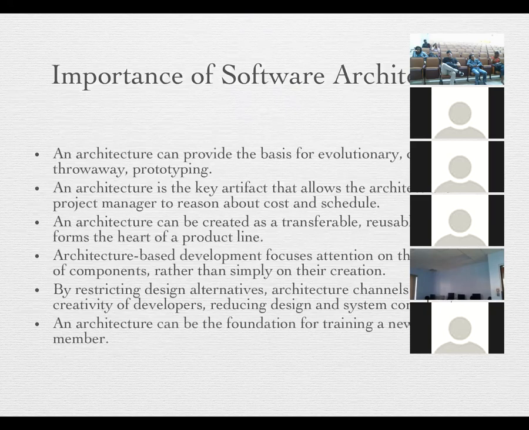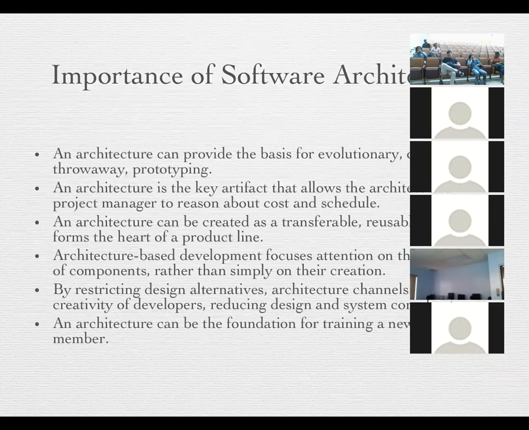An architecture can provide the basis for evolutionary or even throwaway prototyping. The idea is that your architecture can help you to develop a prototype, possibly in high fidelity, that you can take to a client, and it gives you some good feedback about your requirements without you having to have a detailed requirements document. And that can be useful in an agile development environment.